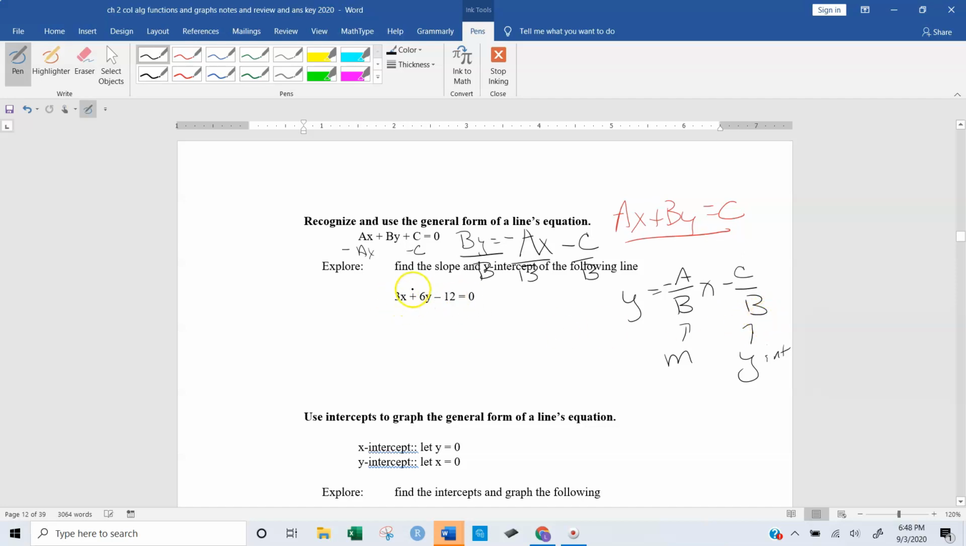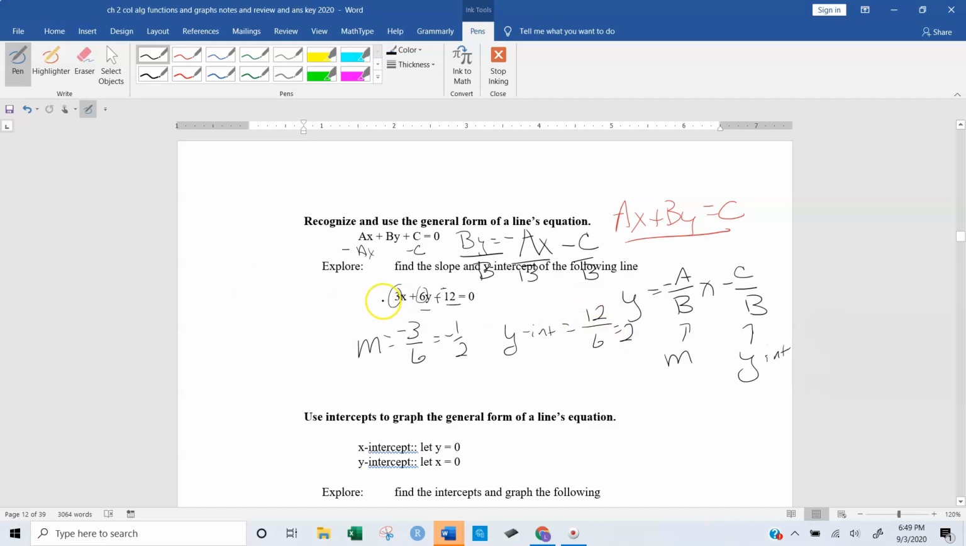So right here, I have Ax plus By minus C equals 0, or plus a negative 12 if we don't get confused. So now to find the slope, I know that's the opposite of A, which is 3, over B. So my slope is negative 3 over 6, which equals negative 1/2. I know my y-intercept is the opposite of C over B. So the opposite of C would be a positive 12 over 6, which equals 2.